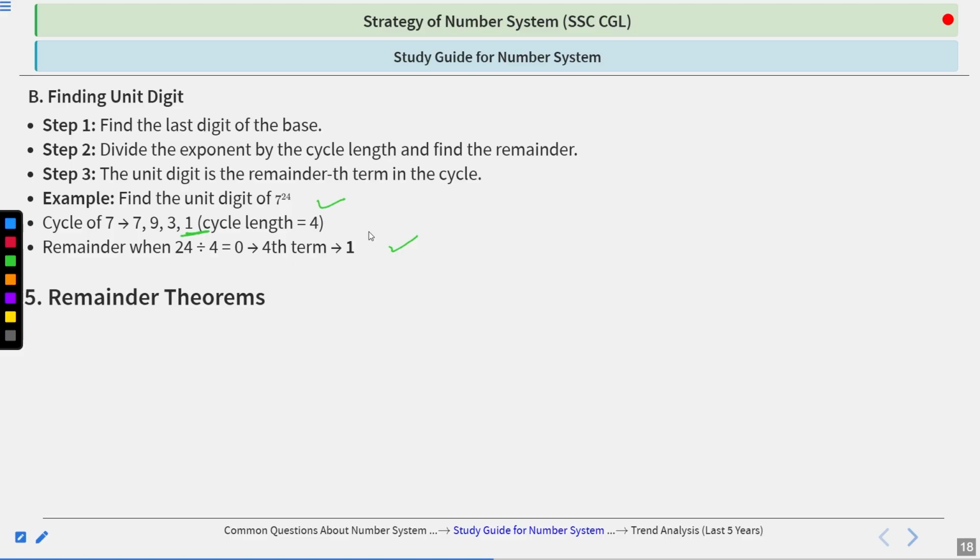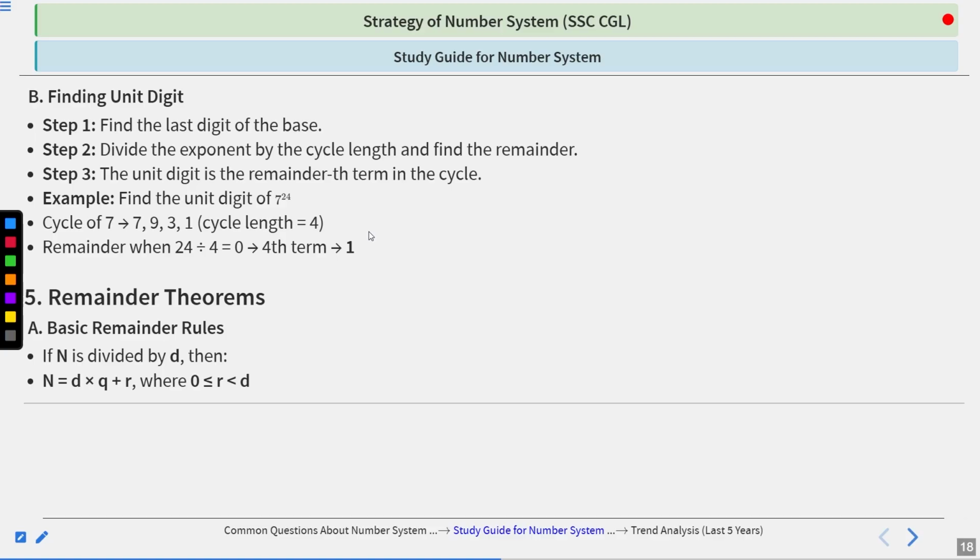Now we move to remainder theorem. Next one. When we solve remainder theorem based questions, first we need to know the basic remainder rules. If n is divided by d, then n equals divisor multiplied by quotient plus remainder, where the remainder is always greater than or equal to 0 and less than the divisor.